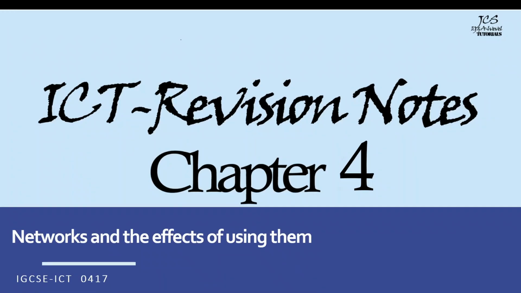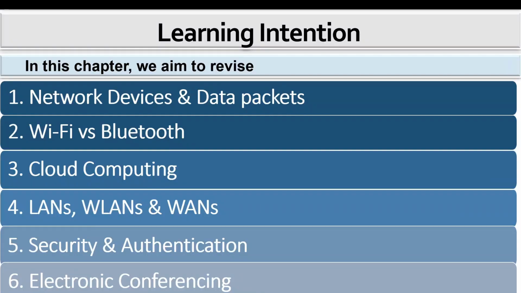Today we're looking at Chapter 4, Networks and the Effect of Using Them. We'll be looking at the 6 areas: network devices and data packets, Wi-Fi and Bluetooth, cloud computing. We'll look at LANs and WANs. Then we'll do security and authentication. Finally, we'll look at electronic conferencing.